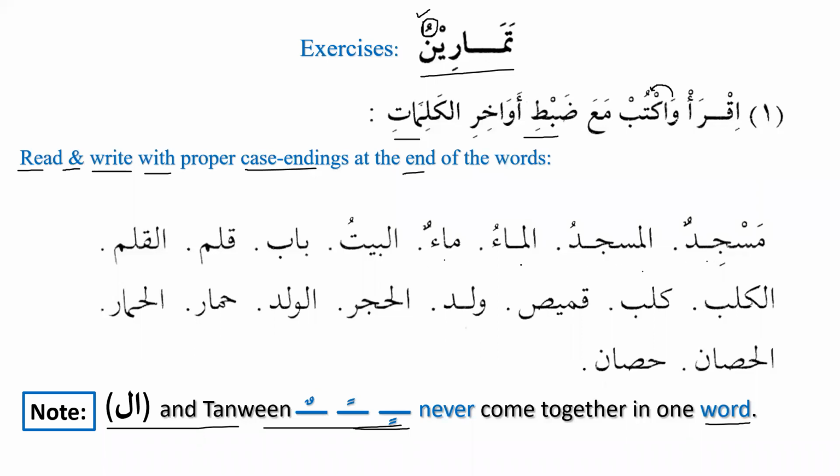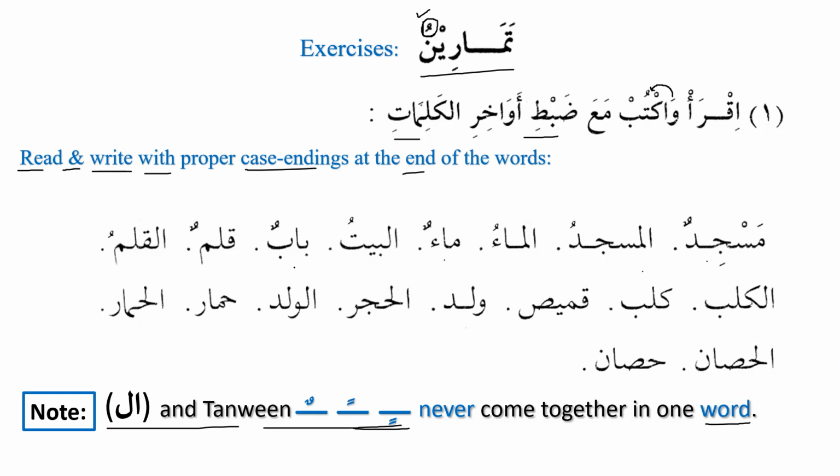Masjid, al-masjidu. Ma, water, ma'un, water. Al-baytu, the house. Babun, excellent. Then we have qalam, and then we have to put tanween because it's a common noun. Qalamun. Then we have al-qalamu, excellent. We cannot put tanween because al and tanween never come together.